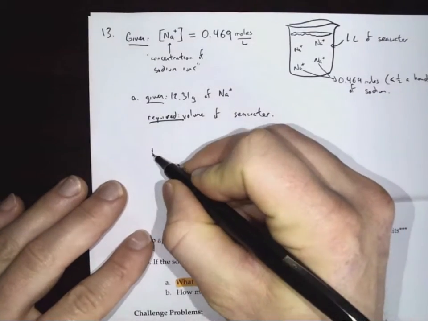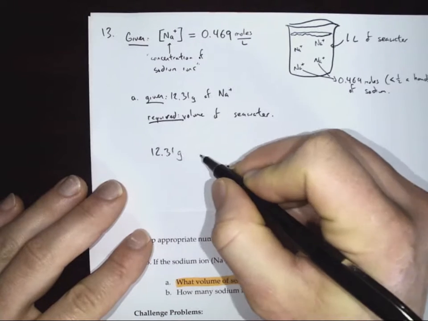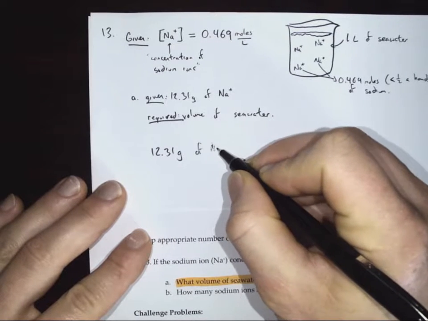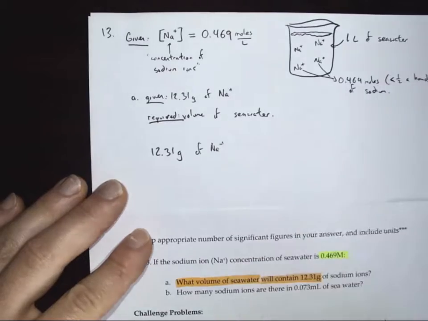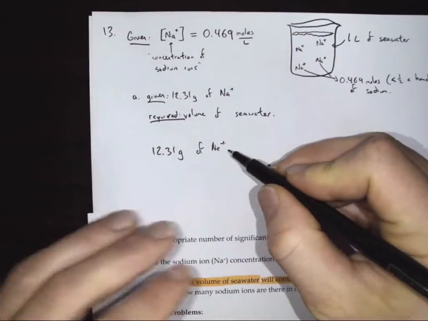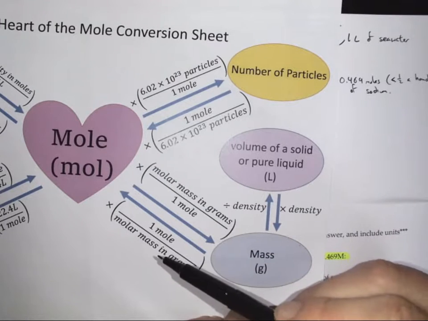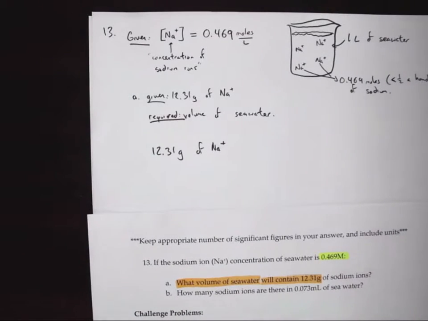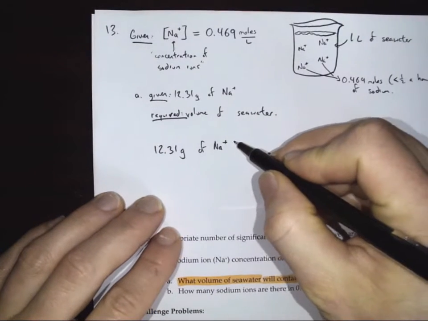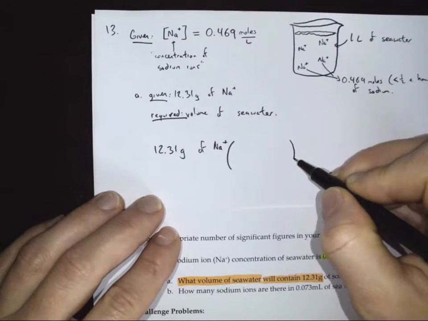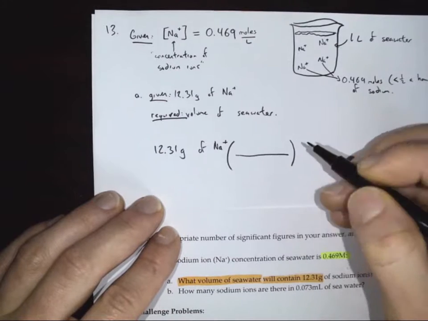So I'm going to start with 12.31 grams of sodium ions. And then I'm going to need my molar mass, right? So if I look at my periodic table, the molar mass of sodium is 23.0 grams for every 1 mole.